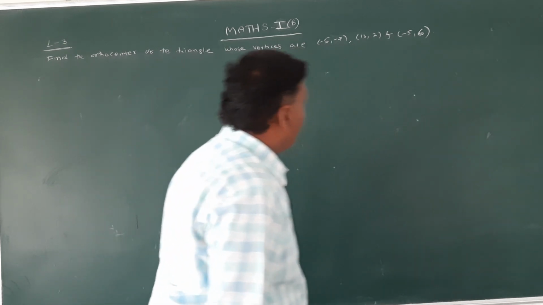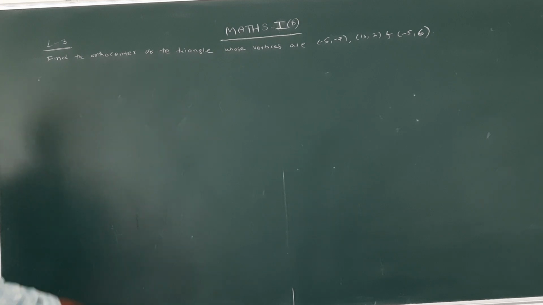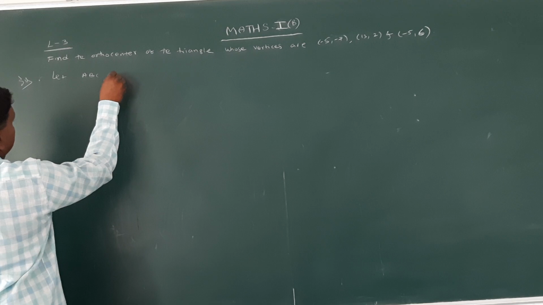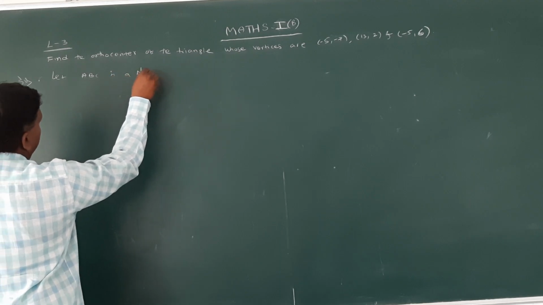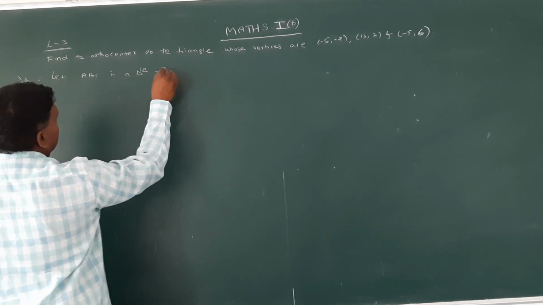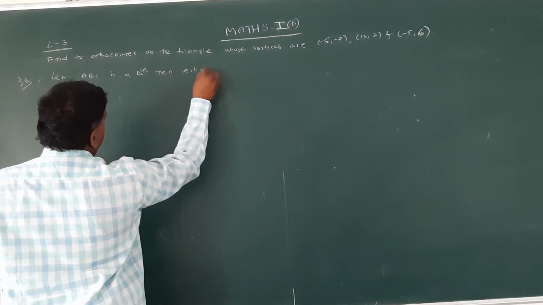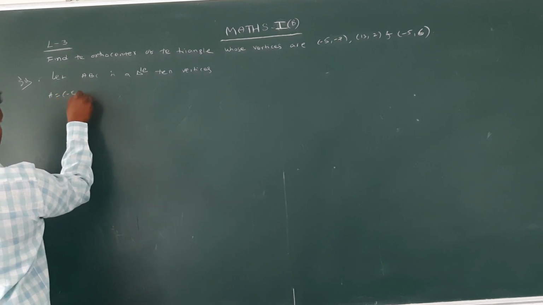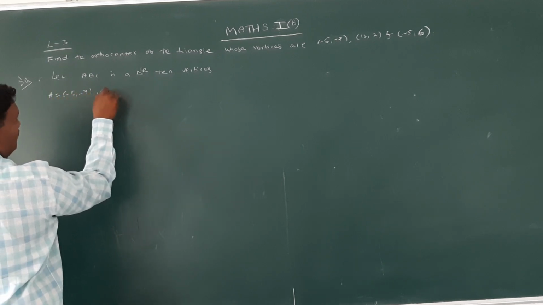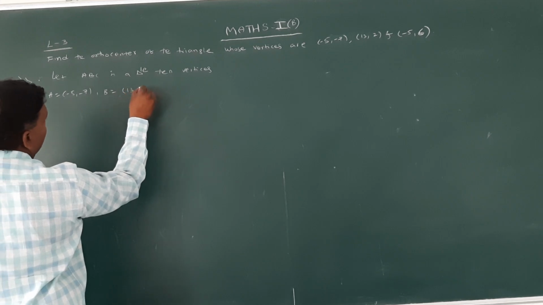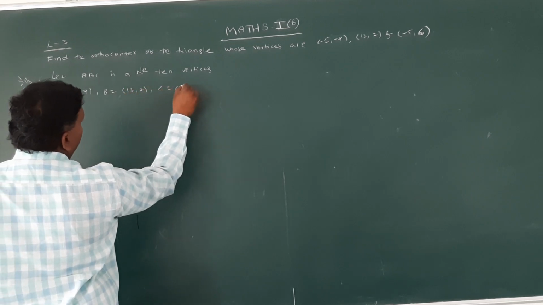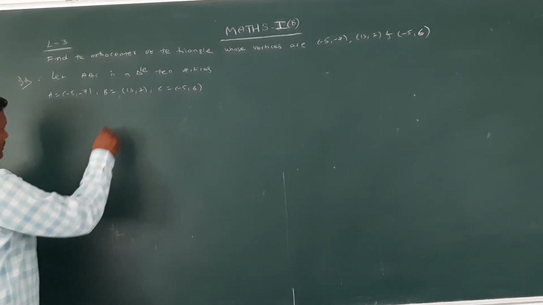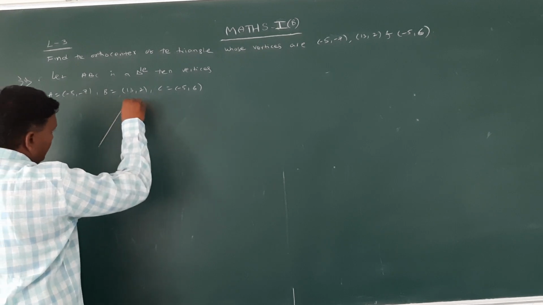Whose vertices are? Let ABC be a triangle with vertices A equal to (-5, -7), B equal to (13, 2), C equal to (-5, 6). First, draw the triangle.